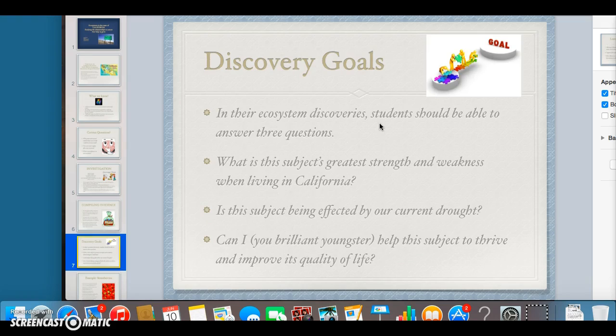Their discovery goals. In their ecosystem discoveries, students should be able to answer three questions. What is the subject's greatest strength and weakness when living in California? Is this subject being affected by our current drought? Can I, you brilliant youngster, help this subject to thrive and improve its quality of life? By seventh grade, they're starting to think outward. They want to think about how their presence affects the world. How can they help or hurt their chosen creature?